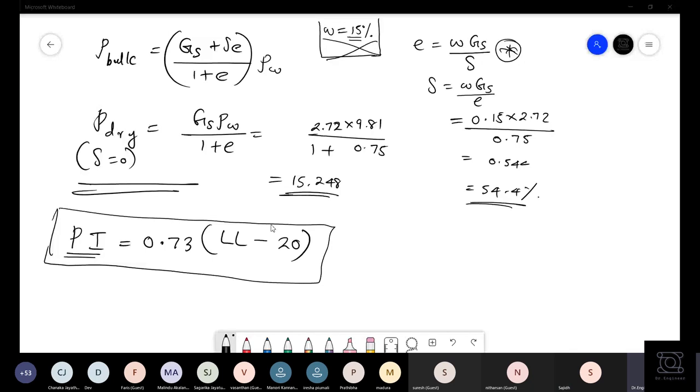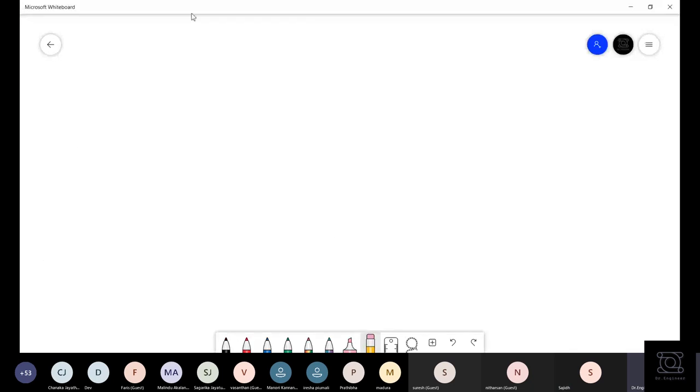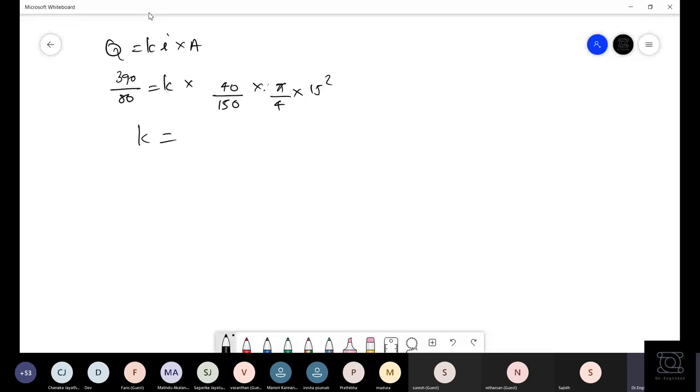Here the equation we need is Q equals K i A. Q is the flow rate, so 390 by 80. We don't know K. Our head difference is 40 over the length 150, so i is 40 by 150, and A is the area. The mold is given as pi by 4 times 15 centimeters squared. After that, you have to solve this. The answer I got for K is 0.143.